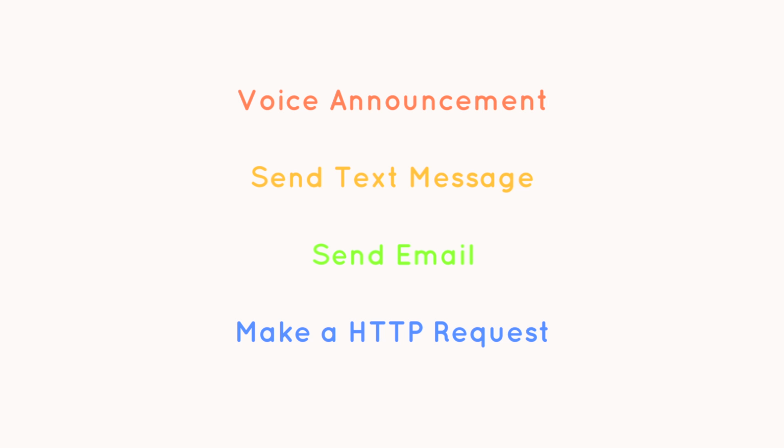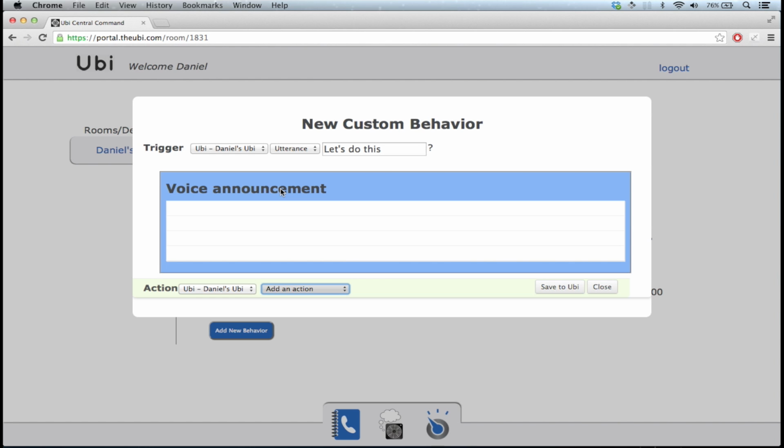I'm going to make one of each action, except for an HTTP request, because we're saving that for its own video. Each action is similar, but they have key differences. Voice announcement only requires the text that you want the Ubi to speak. It's encouraged to always add a voice announcement for any behavior so that the user knows when the command has been executed.